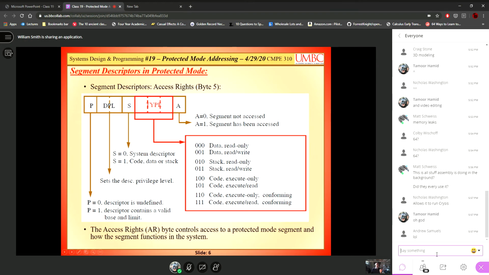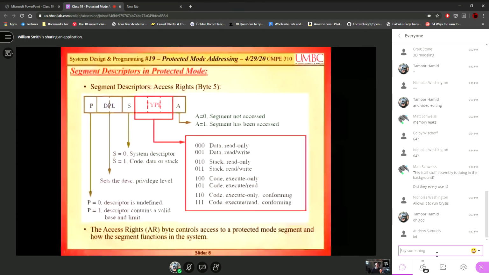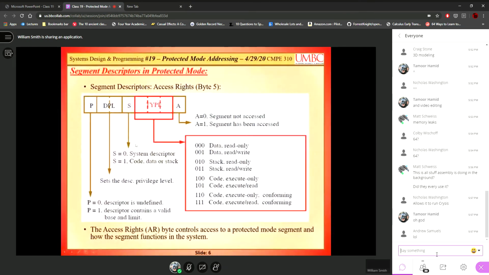All right. So the S bit is system descriptor, or it's code, data or stack. If it's a 0, this is going to be tied only to the system. If it's a 1, then you can use it for code, data or stacks, or normal kinds of accesses.